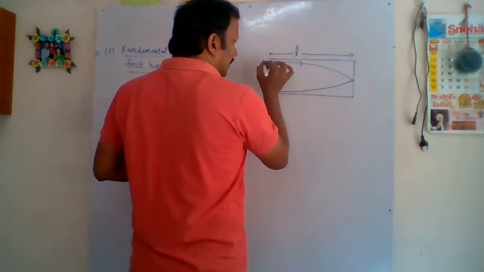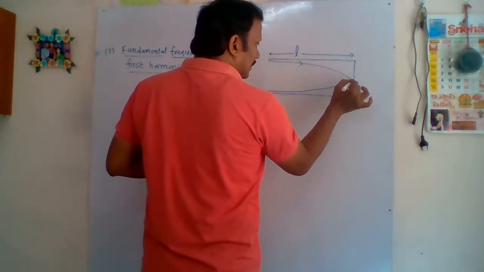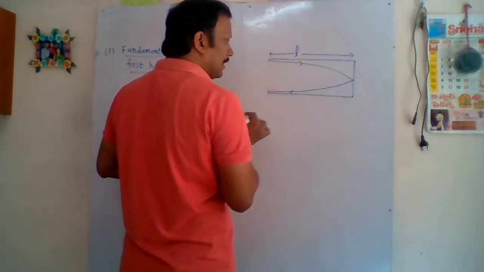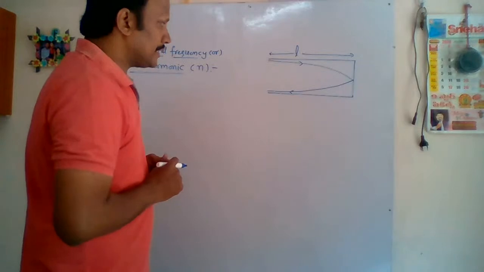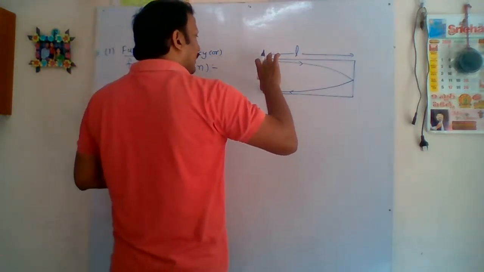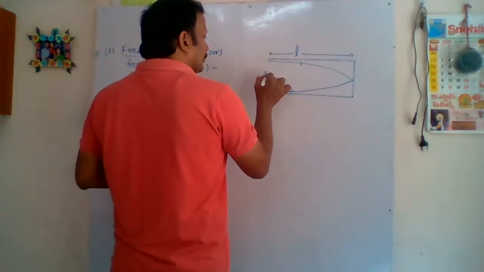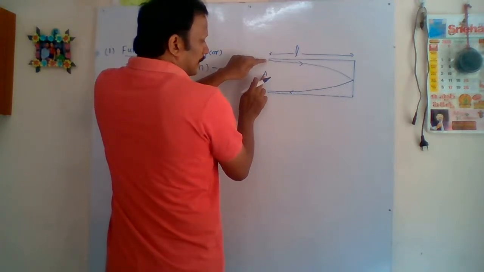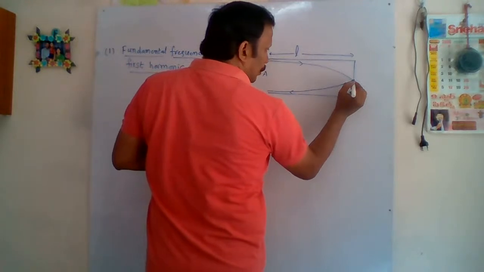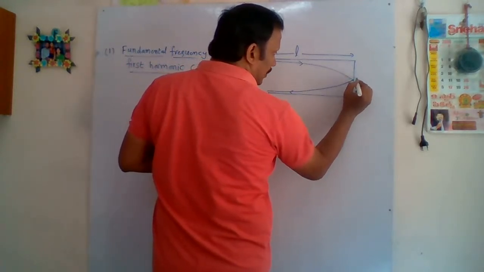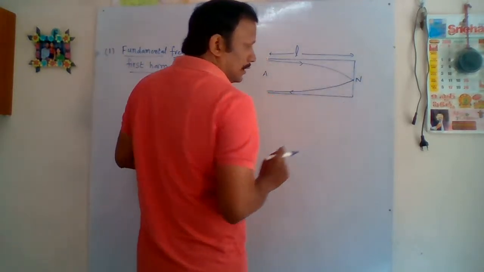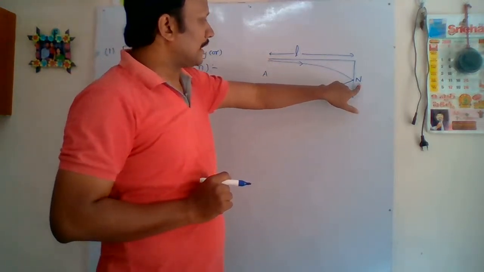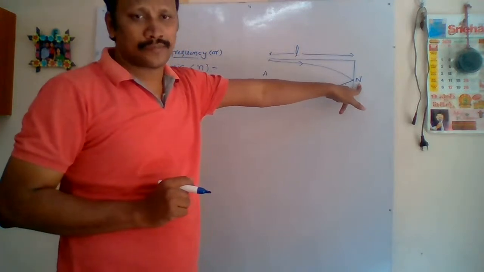The wave travels in this direction, is incident on the closed end, and gets reflected. At the open end, we get an antinode, where displacement becomes maximum. Where the two waves meet, a node is formed. So at the open end, an antinode is always formed, and at the closed end, a node is always formed.